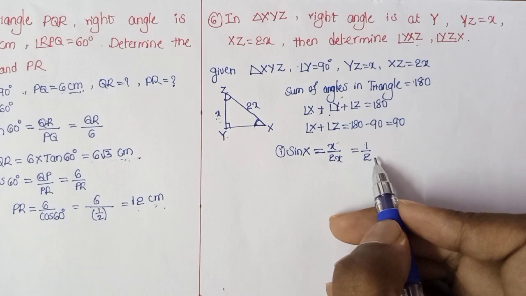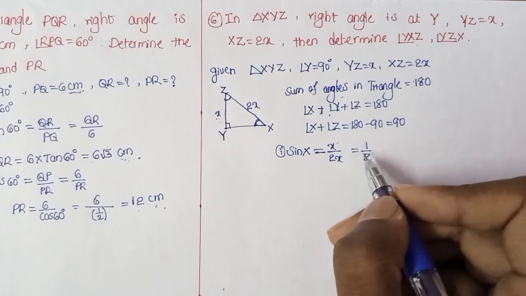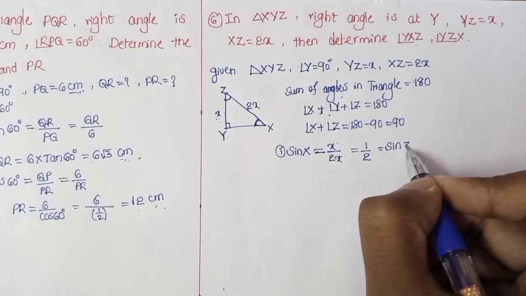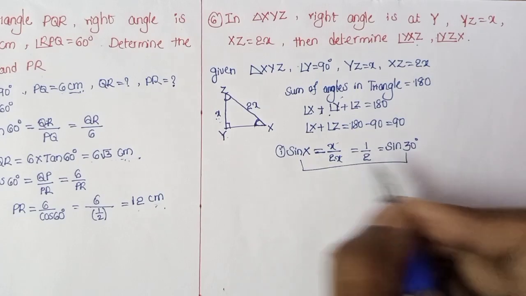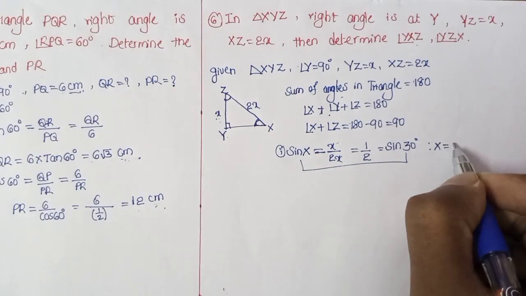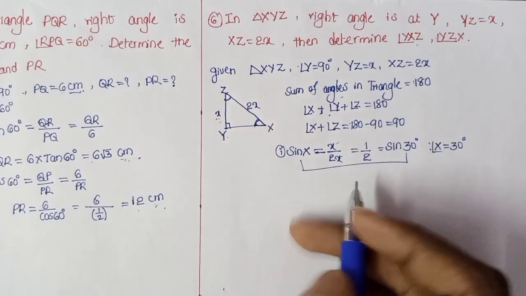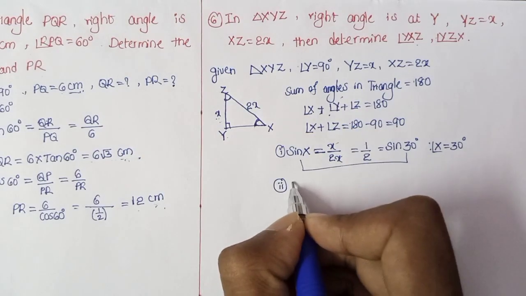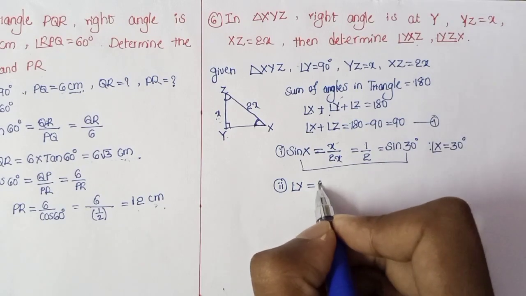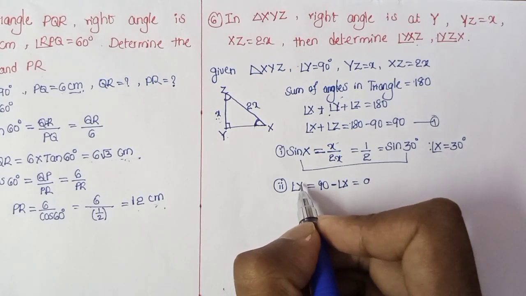For what value of theta will sine be 1 by 2? Remember the table: sine 30 degrees is 1 by 2. If you compare these two, sine x is equal to sine 30. That means x is equal to 30 degrees. So angle x is equal to 30 degrees. You found this. So the second angle, angle Z, from this relationship, is 90 minus angle x.